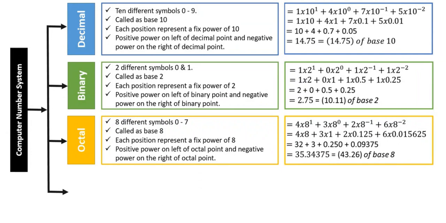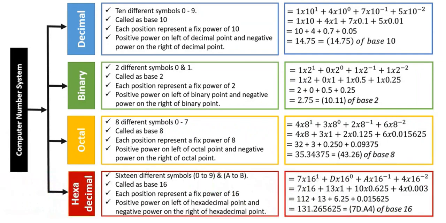And the last one is hexadecimal. Hexadecimal is the most commonly used number system in embedded C or the programming of controllers. It contains 16 different symbols, from digit 0 to 9 and then the characters A to F. That's why it is also called base 16, and each position represents a fixed power of 16. The left hand side of the hexadecimal point is a positive power and on the right it is a negative power.